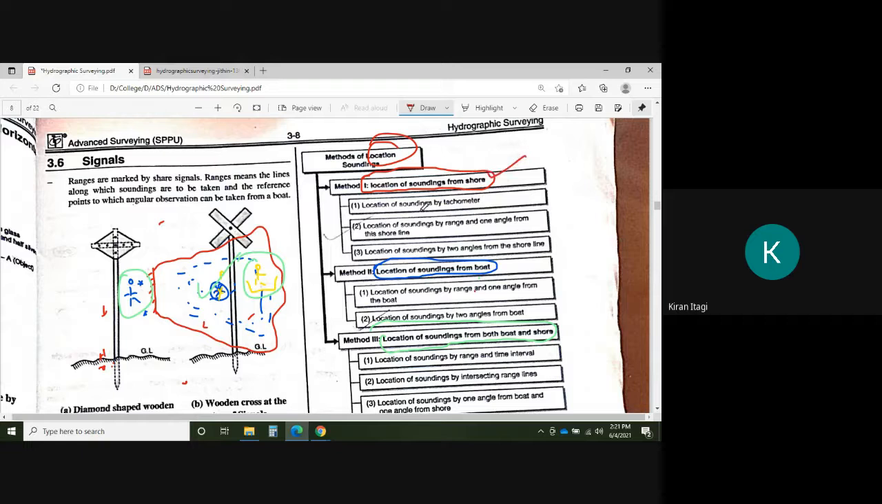So the first one is locating of sounding from shore. In that we have three types again: locating of sounding by tachymetry, location of sounding by range and one angle from the shoreline, and next, location of sounding by two angles from the shoreline. So we will see them one by one.